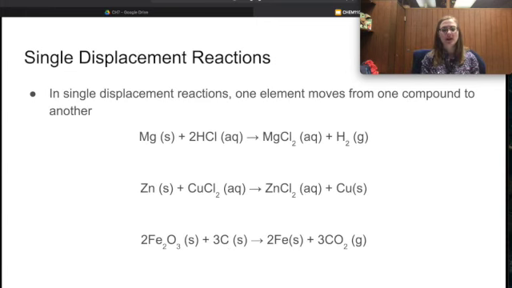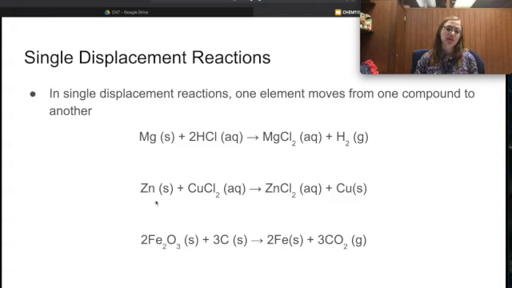Okay, so next up we have single displacement reactions. In single displacement reactions, one element moves from one compound to another. The first one here, we have magnesium solid reacting with hydrochloric acid to make magnesium chloride and hydrogen gas. You actually did this reaction in the Evidence of Chemical Reactions Lab 2. We put that magnesium solid in hydrochloric acid, and we saw the bubbles being made.